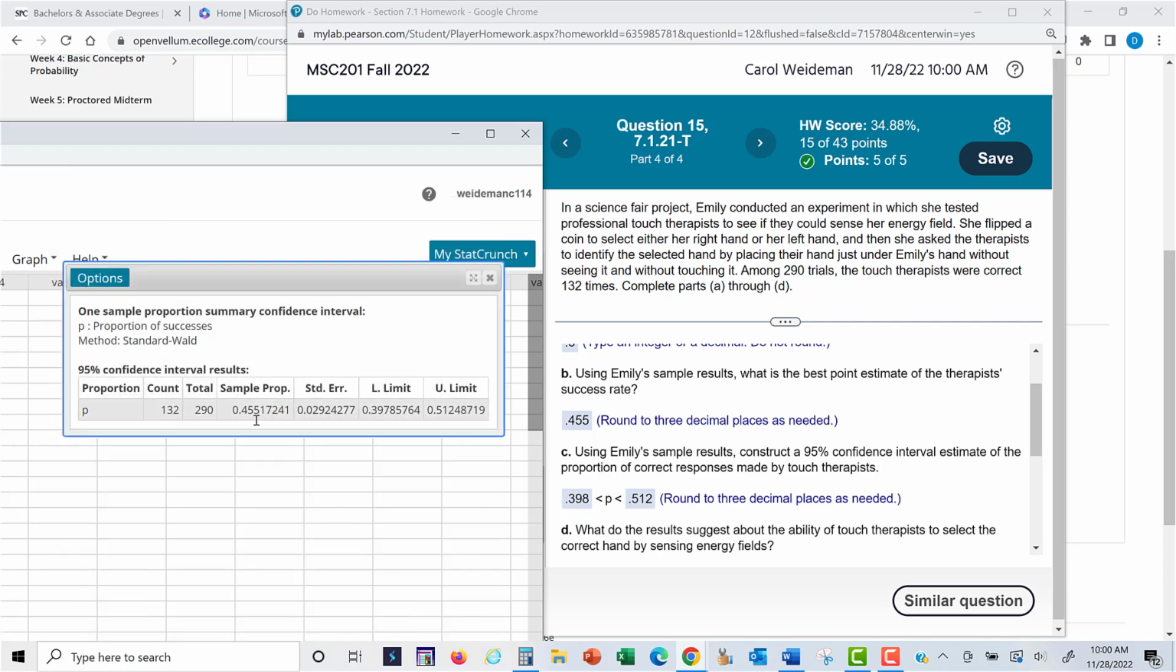Okay, so here's your point estimate, 0.455, which I entered here. Here's my lower bound for my confidence interval, 0.398. My upper bound is 0.512. And then again, there's a last part of the question, which I'll let you answer.